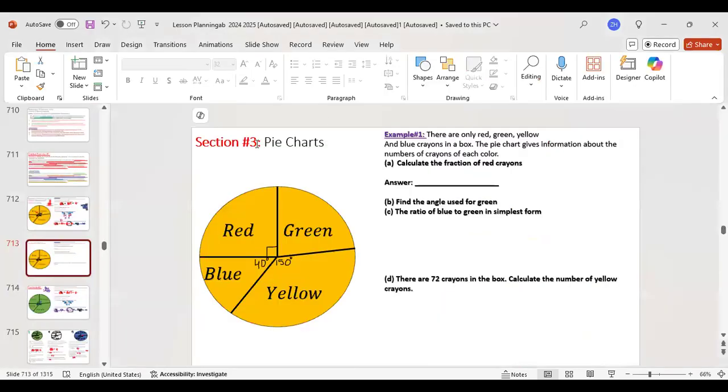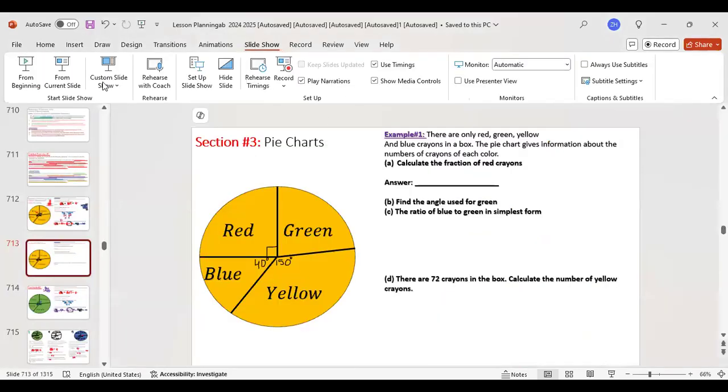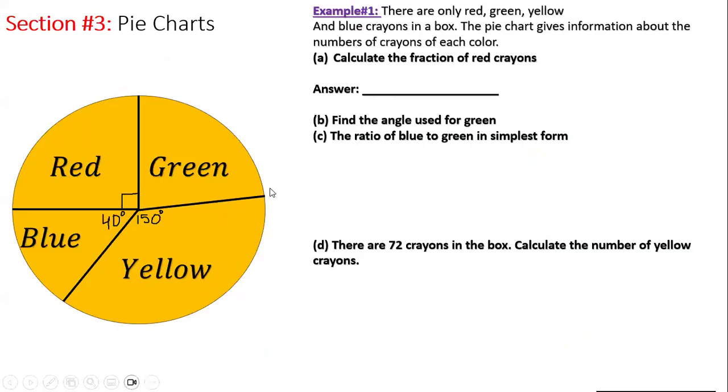All right, so this is our last and final section. Remember I told you all you need to get a geometry set. So make sure I draw the circle. What type of chart do we call this? Pie chart. We call this a pie chart. Very good.